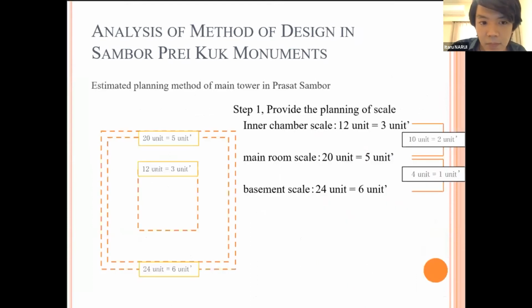For example, this is the main tower in Prasat Sambor, and the planning method estimated through the analysis is like this. At first, it provides the planning of scale in the chamber, main room, and basement.